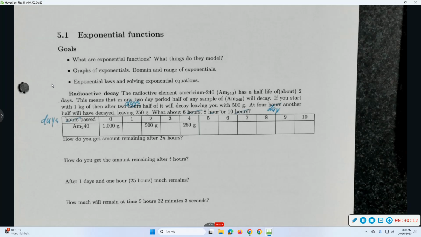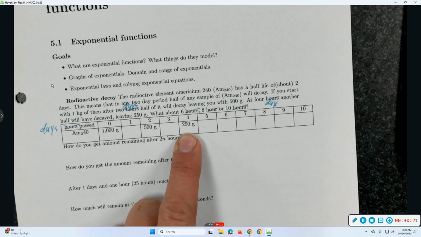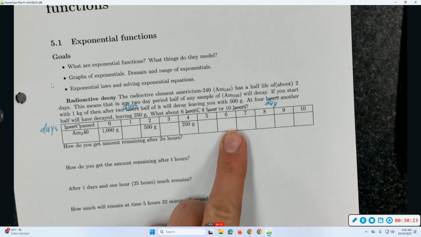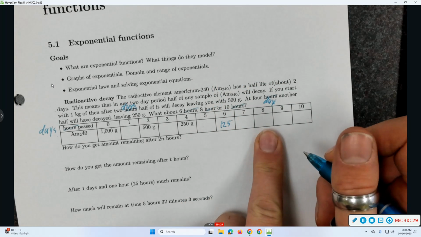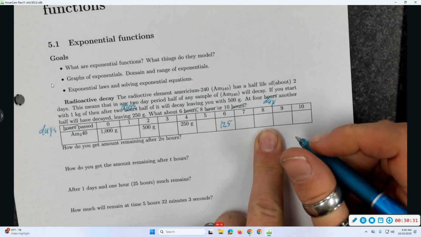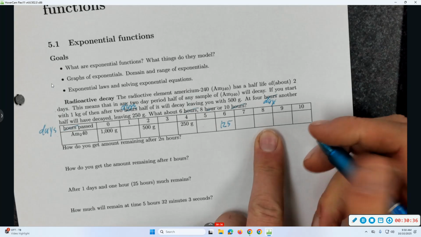After 2 days, half of it will have decayed. So you started with 1,000 grams because that's a kilogram, now you have 500 grams. You wait another 2 days, you have 250 grams left. How about at 6 days? How about at 8 days? 62.5. 62.5, whatever half of the previous number was.